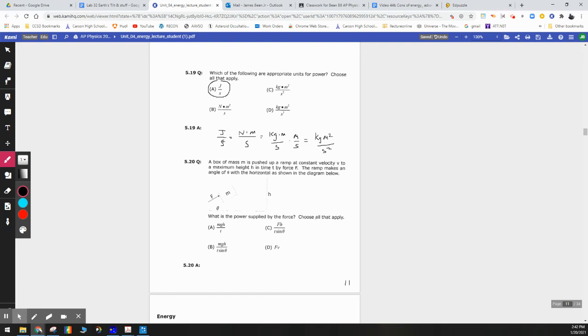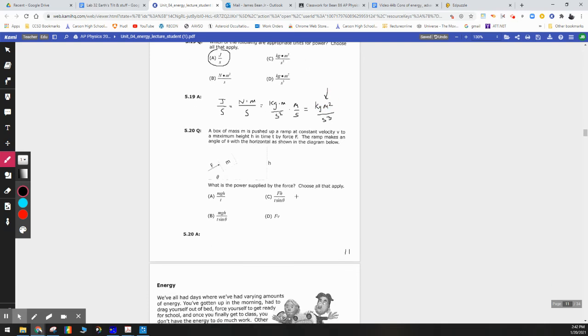So joules per second. Oh, kilograms, meters per second squared. Hold on, there should be seconds squared here. And then this should be seconds cubed. Be careful, watch out. My bad.